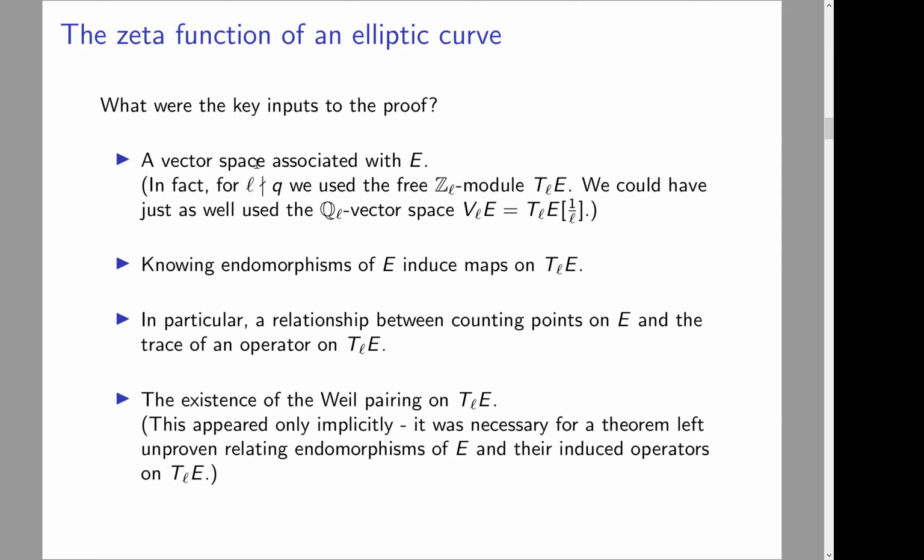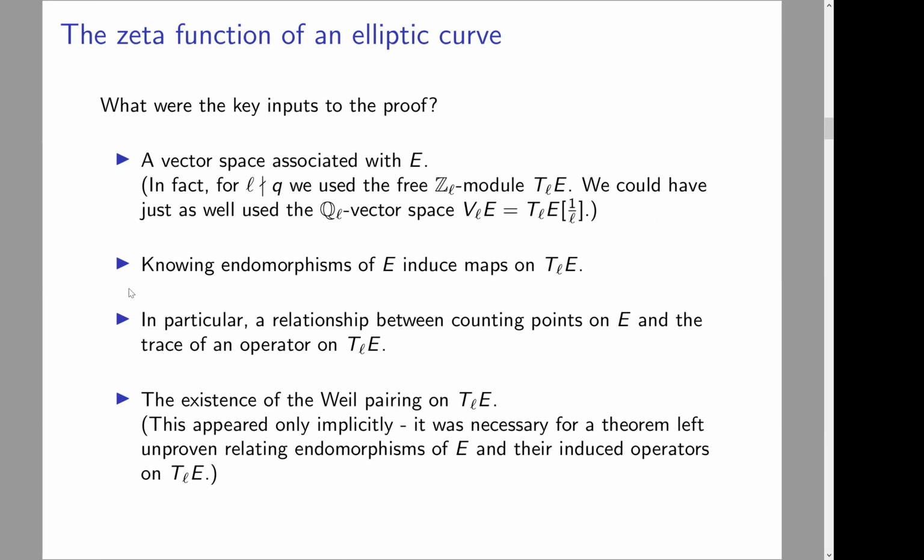So that was one thing we needed. We need to know that there was some vector space that we could work with, so we could make a sort of linear algebra problem. We then need to know that if I had some sort of endomorphism of my elliptic curve, that would induce some operator on this linear algebra object, on this vector space. So maps on E turn into vector space maps on this L-adic Tate module. That was really important.